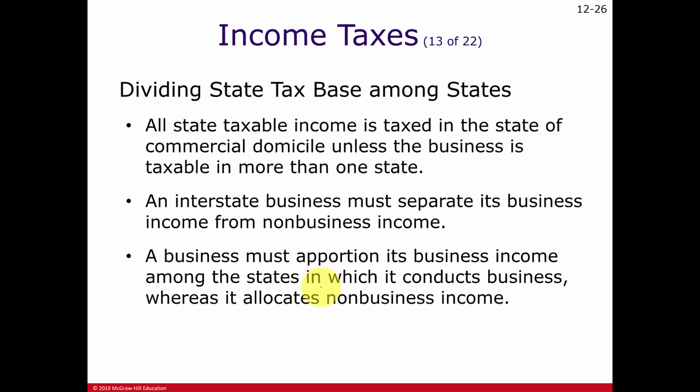Then that state tax base has to be divided among the states. So that's where we have some type of, the word is apportionment. And there's a common formula accepted by most states that is utilized. So typically the income is not going to be double taxed by two or more states.